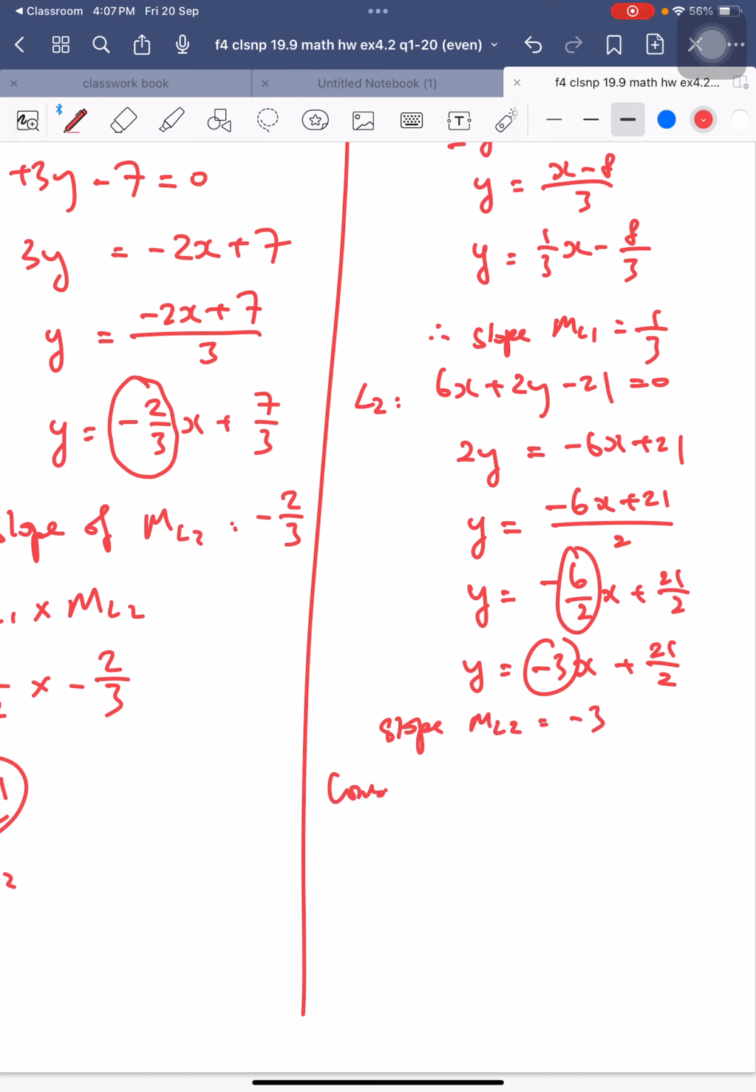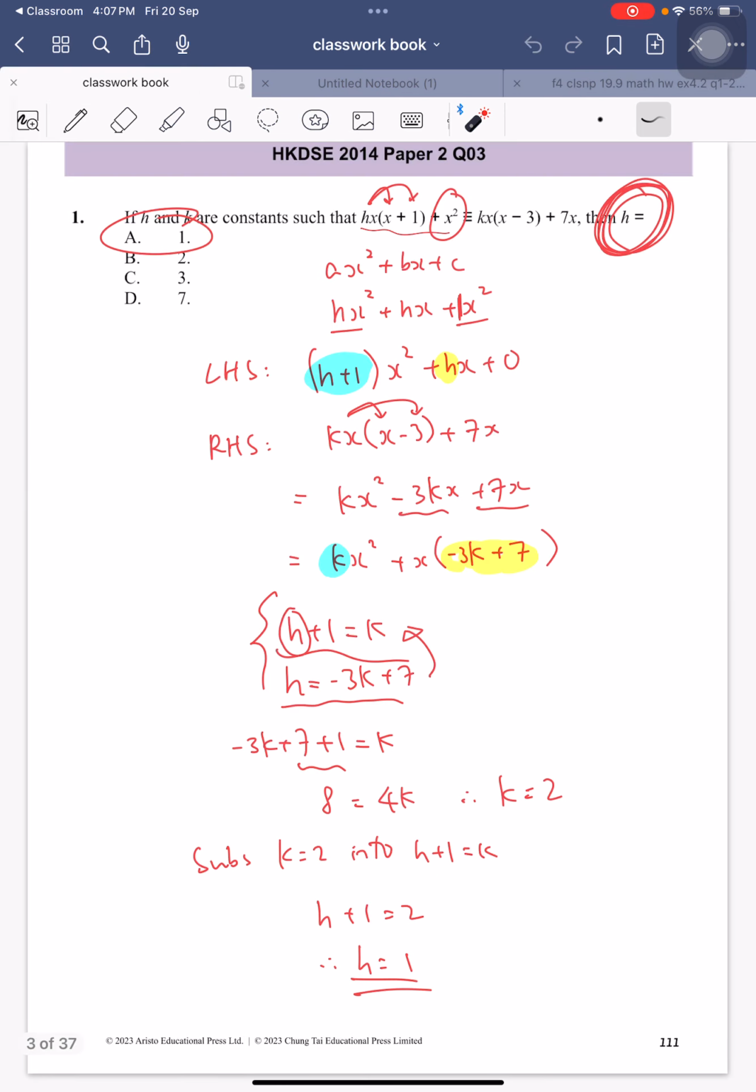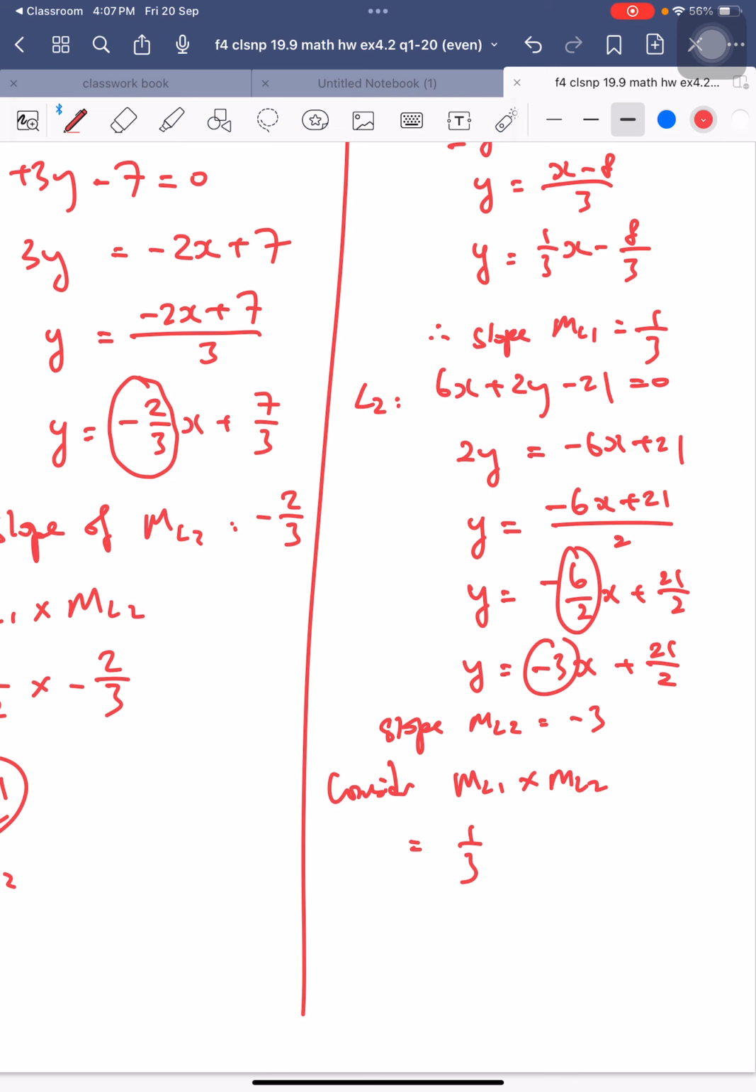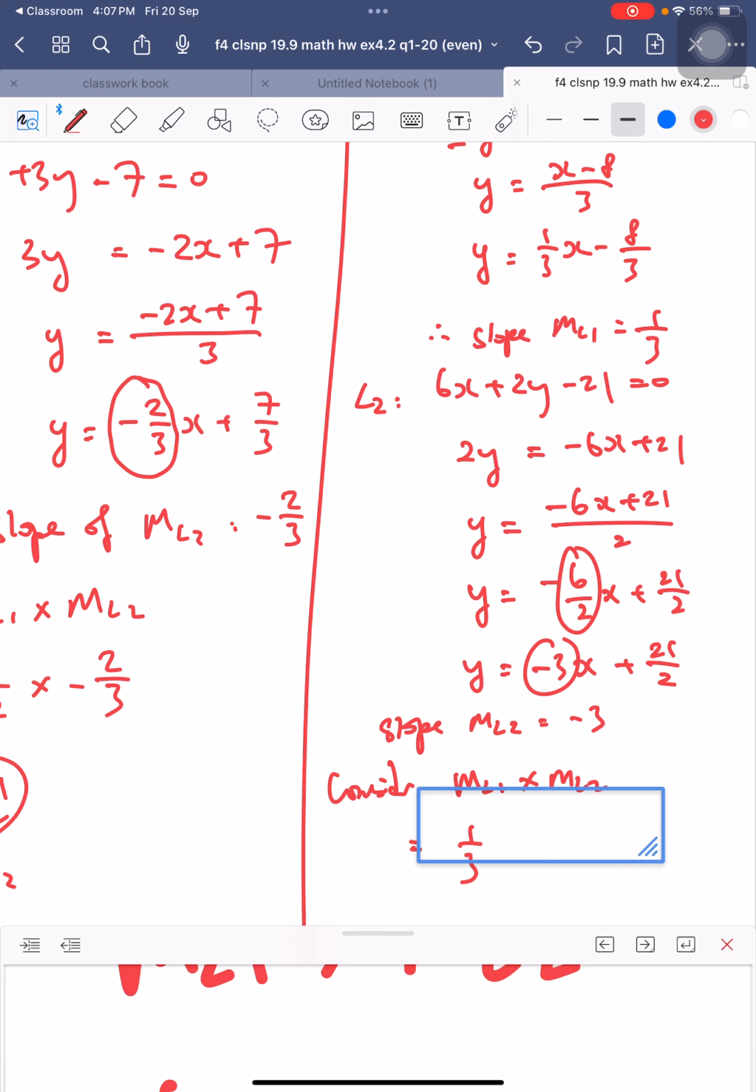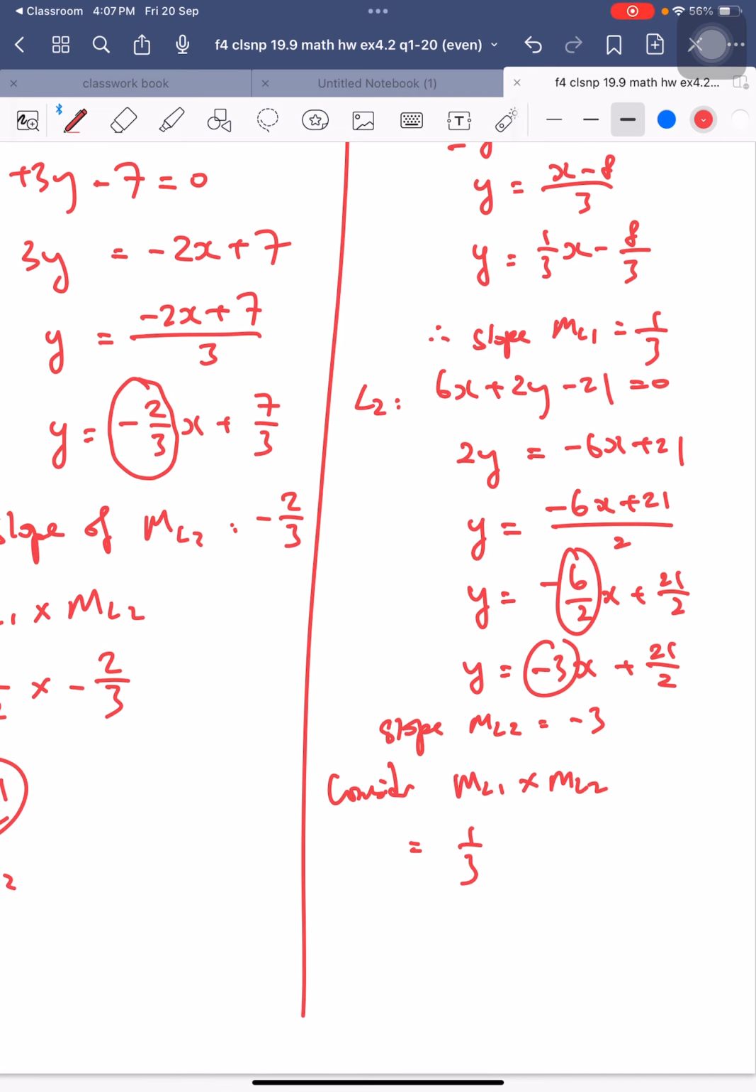Then we consider the slope of L1. So m_L1 times m_L2: this 1 over 3 is m_L1, -3 is m_L2. So 1 over 3 times -3 is giving you -1. So we can say L1 is perpendicular to L2.